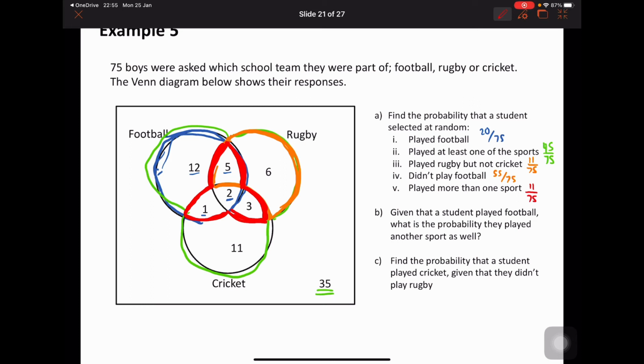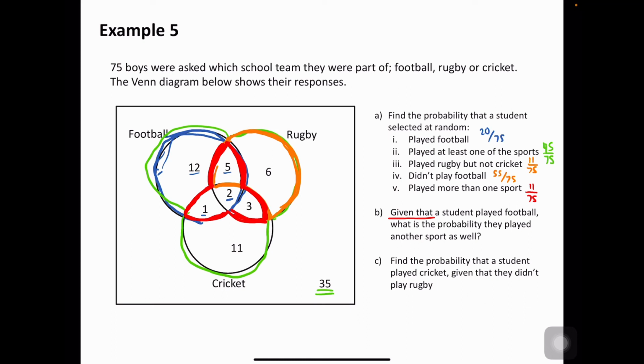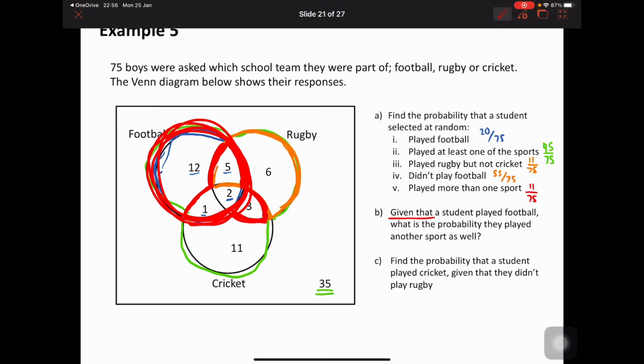Given that a student played football, what is the probability they played another sport as well? So firstly, I'm going to underline this given that. I have essentially just been told that I'm answering a conditional probability question. Given that a student played football, so I'll just circle this right now. Sorry, that looks a bit messy. What is the probability that they played another sport as well?